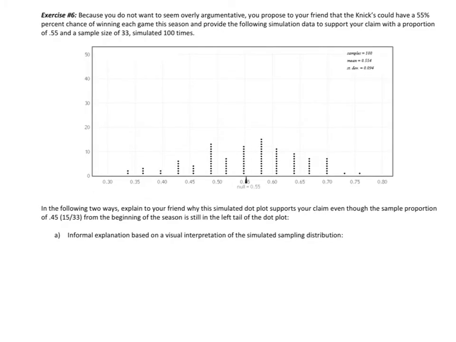So in the following 2 ways, explain to your friend why the simulated dot plot supports your claim even though the sample proportion of 0.45 from the beginning of the season is still in the left tail of the dot plot. So my informal way is to say, okay, if I think the mean is 0.55, I am going to be 95% confident. I have a margin of error, so I'm going to be 95% confident that most of the data falls between here and here. So my 0.45 claim is still in this margin of error.